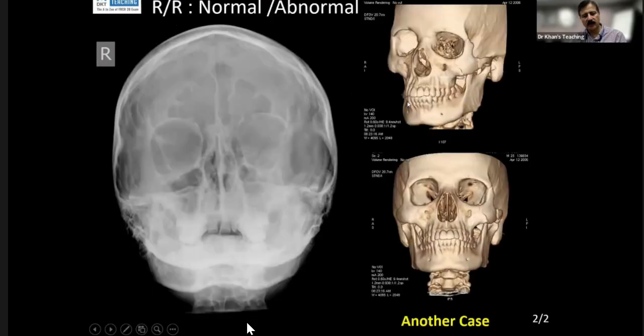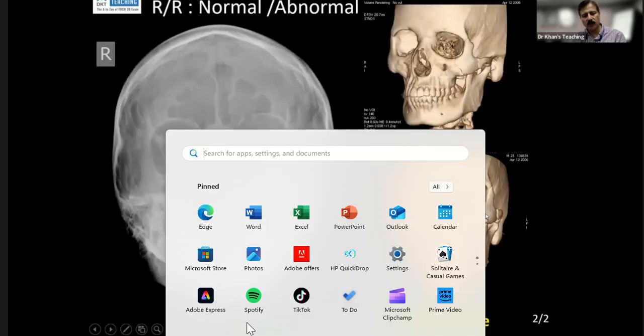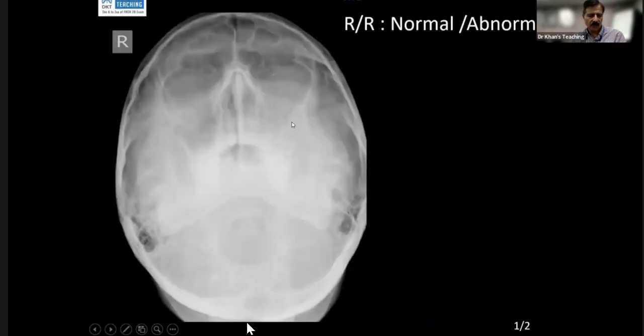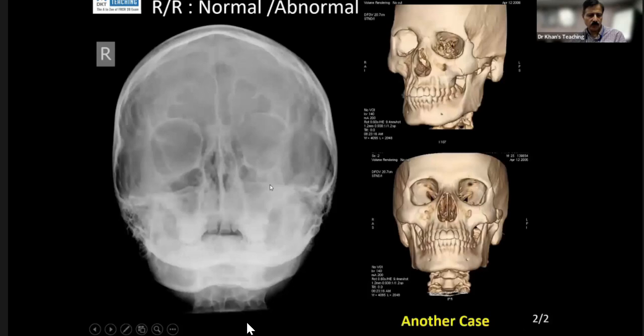And there is another from a 3D volume rendered. Just to make a point, this is another case. This is zygomatic fracture. The same case on that was a slightly paranasal sinus view. This is an AP view, and you can see the same thing here.